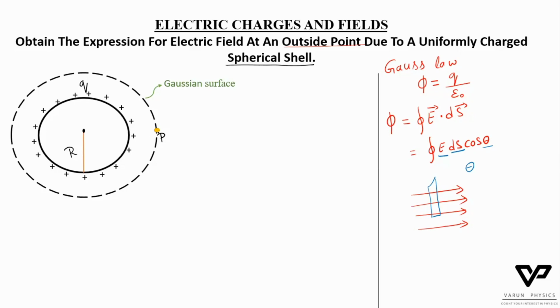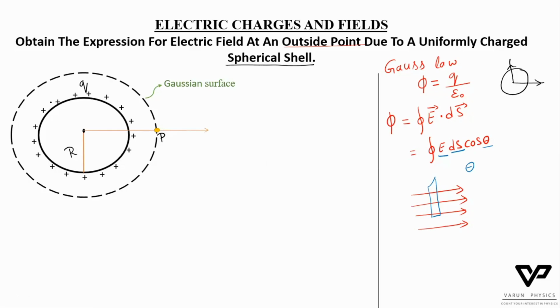The Gaussian surface can be of any size and any shape. The only criteria is that it should not pass through discrete charges, and it should enclose the full charges. This is the point where we have to calculate, and we all know that for a sphere, the area vector is in the outward direction.